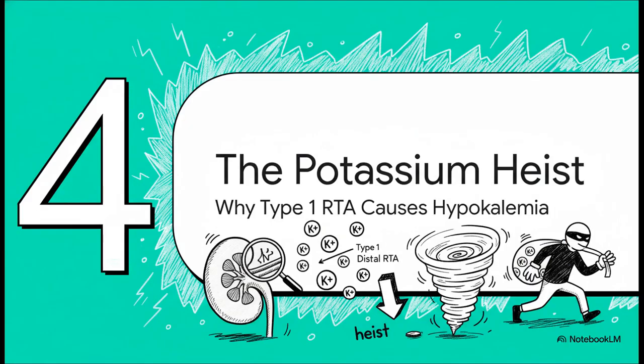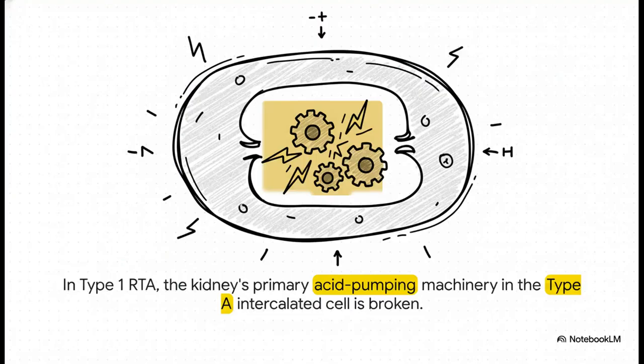Now let's really zoom in on that type 1 distal RTA. It is notorious for causing dangerously low potassium. But why? It's time to uncover the mechanism behind what I like to call the Great Potassium Heist. And the scene of this crime is a very specific cell, the type A intercalated cell, deep in the collecting duct. This little guy is supposed to be the kidney's acid-secreting powerhouse. But in type 1 RTA, its machinery is just fundamentally broken.